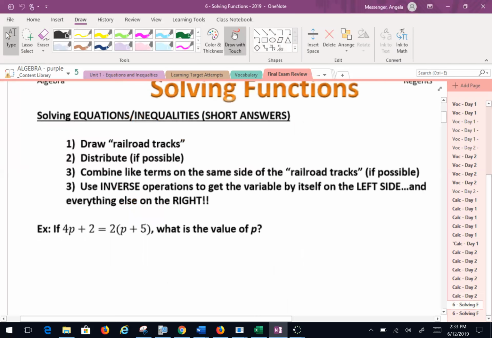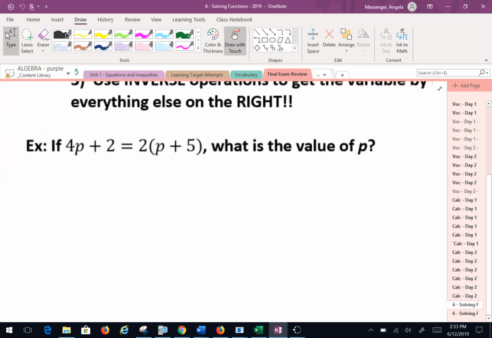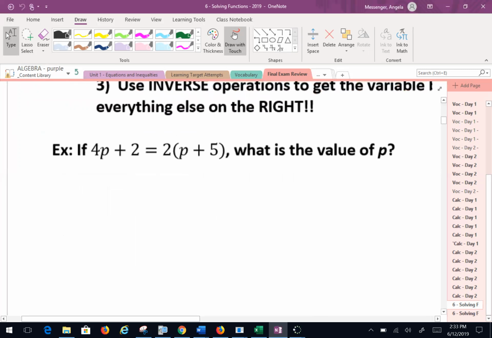Okay, so first we're just going to start with what we started the year off with, okay? Solving equations and inequalities. These right here are just the steps that are used in order to solve. Drawing the railroad tracks is obviously up to you and what you've been taught and what you're comfortable with. So I'm given this and it's an equation. I draw the railroad tracks on the equation, okay?